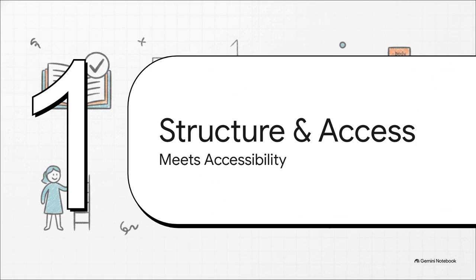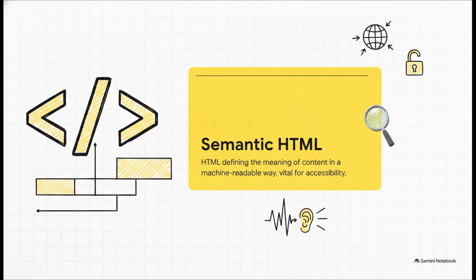Which brings us to Section 2, Evidence, Structure Meets Accessibility. To prove why this matters, let's jump straight into the source material. According to MDN Web Docs, the crucial point is understanding semantic HTML. Semantic HTML is basically HTML written properly to define the semantics, or the true meaning, of your content in a totally machine-readable way. And this is absolutely vital for accessibility.